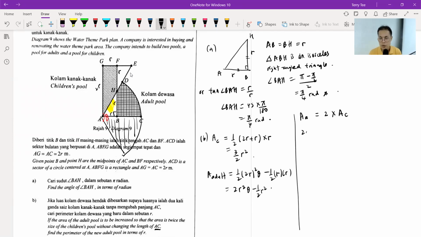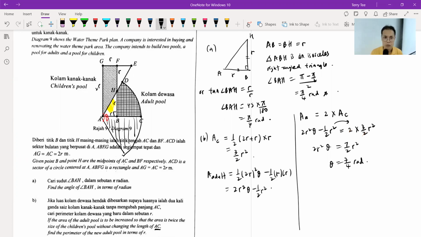Your adult pool is 2r squared theta minus half r squared, which is now 2 times 3 over 2 r squared. Our goal is to find the perimeter of the adult pool. So we have to cancel, maybe I cancel these two first. You're left with 3. Actually, you don't have to cancel it because it's 6 plus 1. It's easier to count without canceling: 6 over 2 plus 1 over 2 is 7 over 2 r squared. Cancel the r squared and divide them: 7 over 2 divided by 2 is 7 over 4. Theta is 7 over 4 radian.